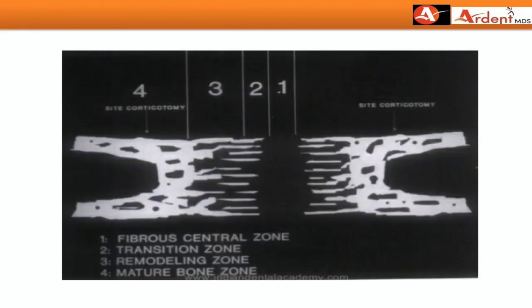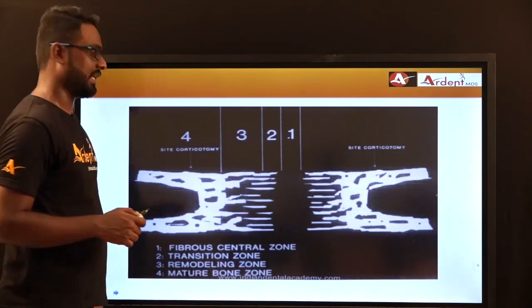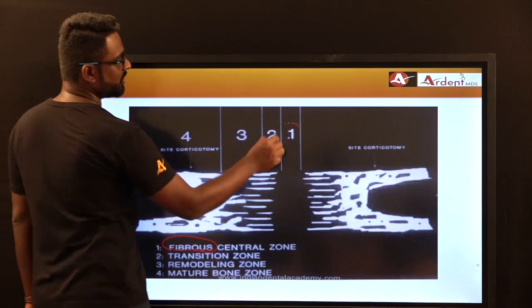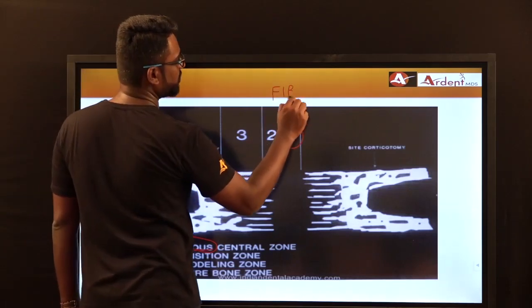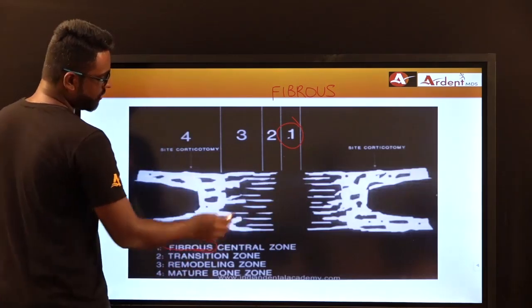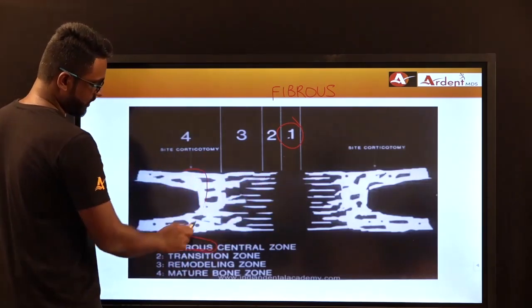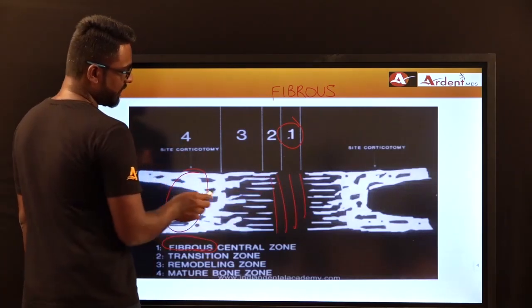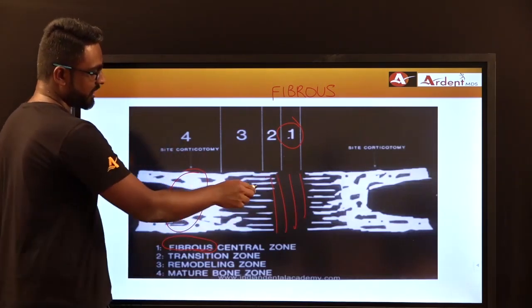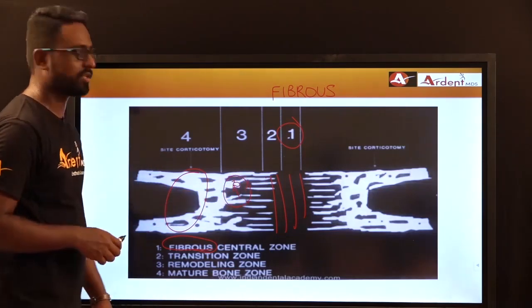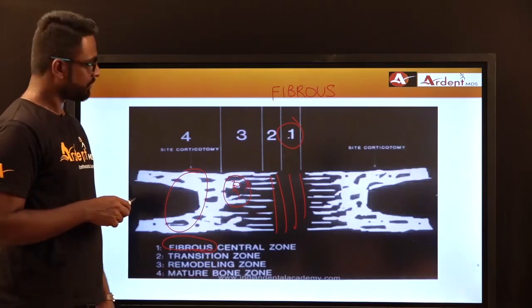When we see a histological picture, we actually see these are all the zones of distraction osteogenesis. In the center, as I told earlier, we have the fibrous zone. So this zone is the fibrovascular bridge. This is the fibrous zone, whereas the second one is the transition zone. This last one is the mature bone. So here lies the fibrovascular bridge, and here lies the bone. In between there is transition, and here occurs remodeling. So these are all the zones of distraction osteogenesis that you can see.